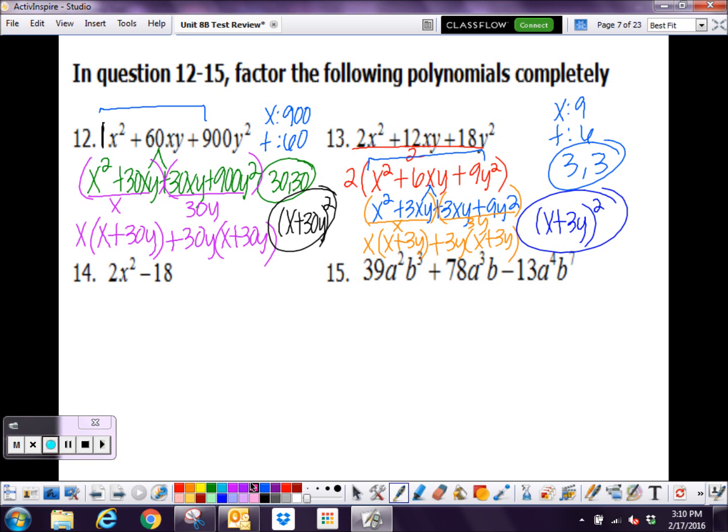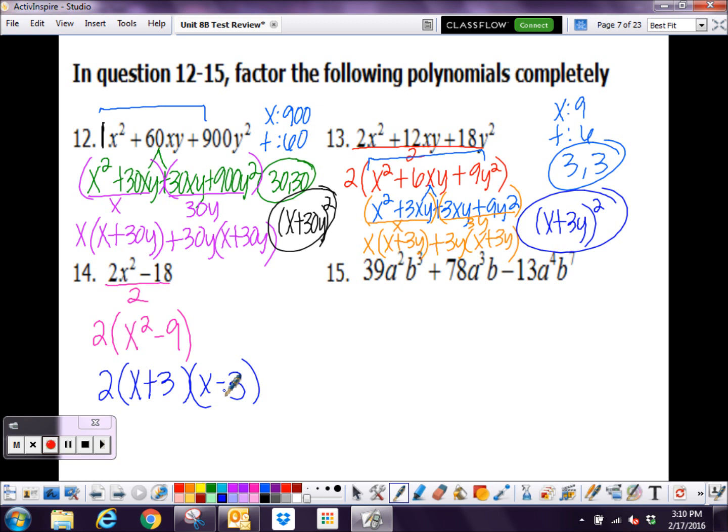All right, number 14, I'm looking for a GCF first. My GCF is 2. If I factor that 2 out, I'm left with x squared minus 9. Now I'm not done because I have a binomial left. And remember the question you ask yourself if you have a binomial: is it a difference of squares? Well, it is because x is squared and 9 is a perfect square and it's a difference. So I can break that into x plus 3 and x minus 3. And then I'm done.